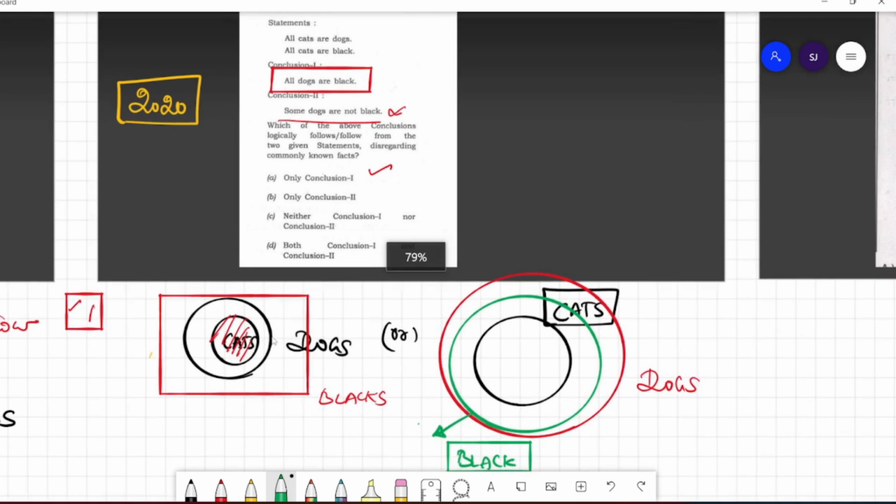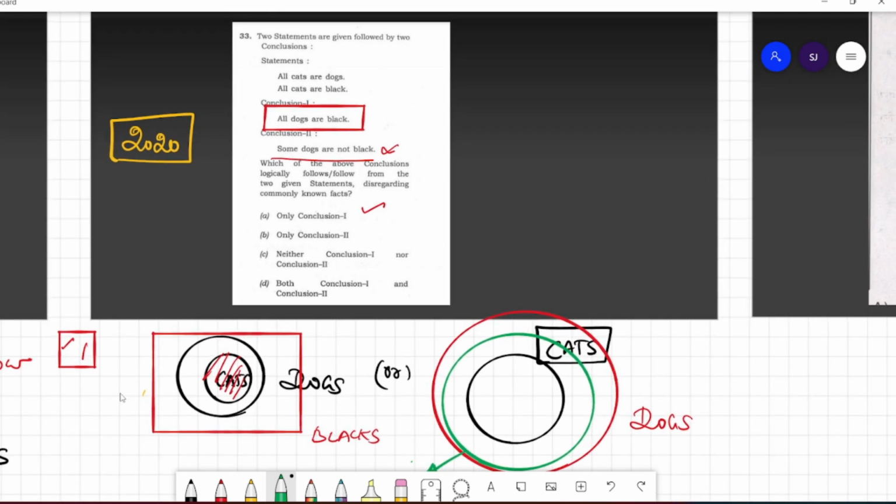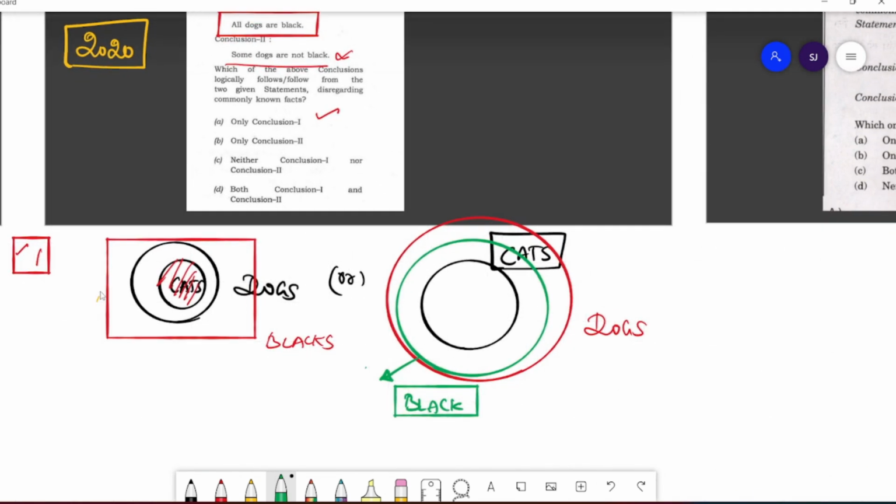So again, if you check the statement, all dogs are black. Whether all dogs are black, you check it here. No, it is not. See, this portion which I am going to mark in red is outside the black. So it cannot be concluded. As I told you in the earlier question, one is true as per the first diagram, but one is not true as per the second diagram.